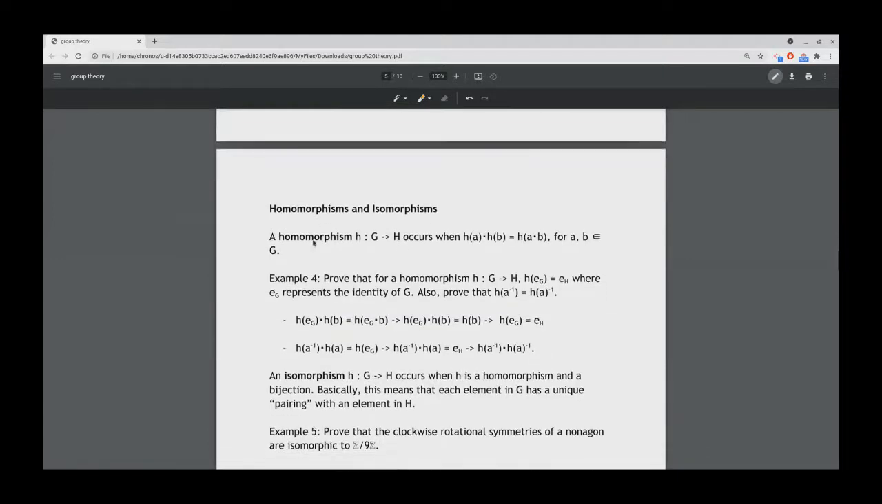So now homomorphisms and isomorphisms. So what a homomorphism is: H is like just the name of the homomorphism. G and H are different groups, and it occurs when H of A times H of B is equal to H of A times B, for A, B which are part of G. So what we're talking about, H of A is going to be part of H, when A itself is just part of G.